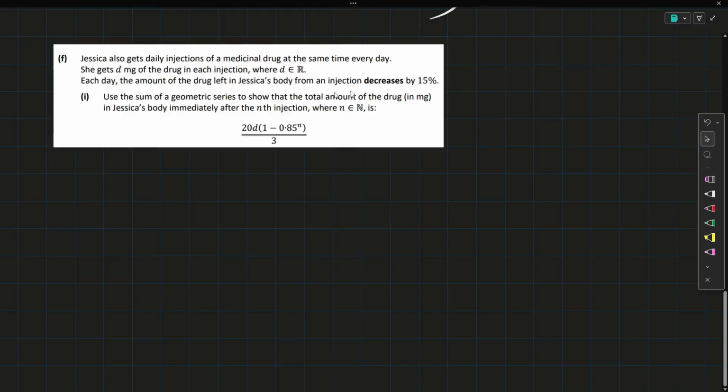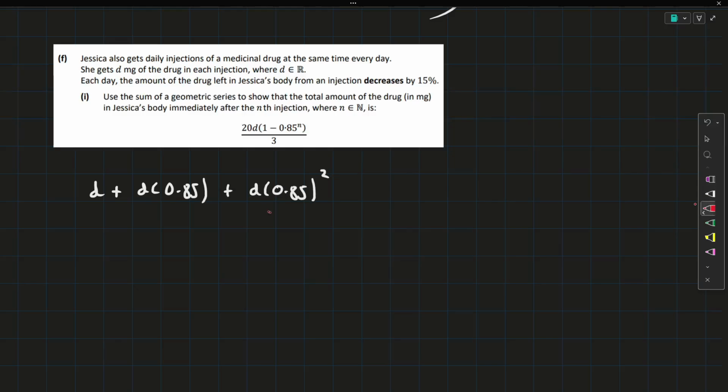So then we're told about different injections. So she gets d milligrams, and it decreases by 15%. And we're asked to show that this is the formula for how much is in her body. So similar as the last time, the most recent injection will just be d. You can say that's the first one. The second injection will be d times 0.85. So that's yesterday's injection decreased by 15%.